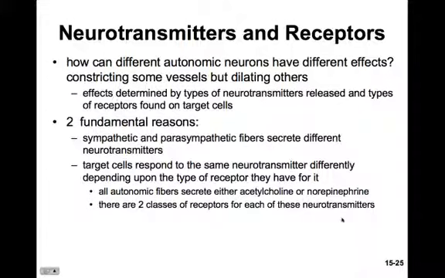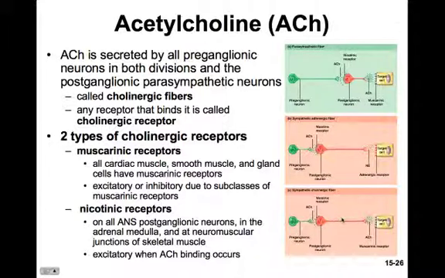The sympathetic and parasympathetic fibers secrete different neurotransmitters, and the target cells respond to the same neurotransmitter differently depending on the type of receptor that they have for it. All autonomic fibers secrete either acetylcholine or norepinephrine, and there are two classes of receptors for each of these neurotransmitters. Let's look at acetylcholine first.